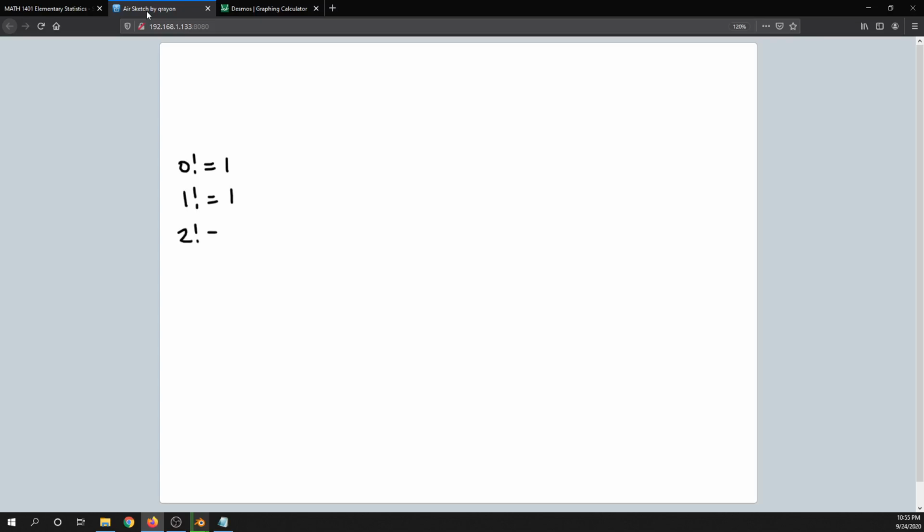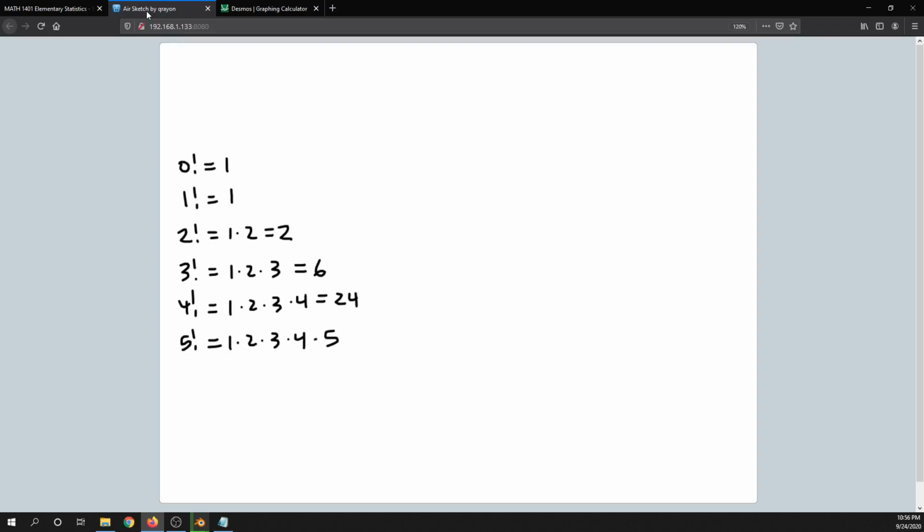2 factorial would be 1 times 2, which just comes out to be 2. 3 factorial would be 1 times 2 times 3. That comes out to be 6. 4 factorial would be 1 times 2 times 3 times 4, so that comes out to be 24 if you multiply all that together. And so on and so forth, right? 5 factorial is 1 times 2 times 3 times 4 times 5, so that is 120. And it just keeps going. All right, so that's what the factorial is.